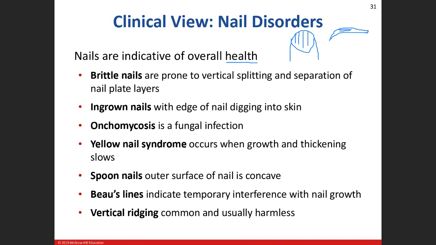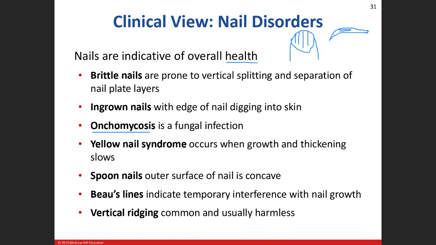Ingrown nails, I'm not going to ask. I have to fight the urge to ask people. But if you've ever had an ingrown nail, you know that it sucks. Basically, the nail starts to dig as it's growing. It grows into the skin. If it gets really bad and gets infected, then you can have all sorts of issues. There are ways to deal with it, but the best way is don't wear shoes that are too tight and cut your nails regularly.